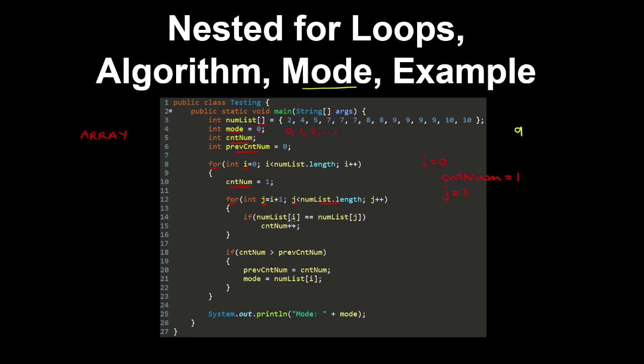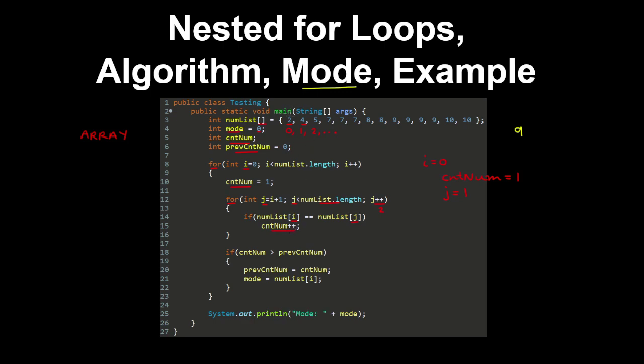So here we're effectively comparing the number at index 0 to the number at index 1. And if these were equal, we'd increment the number of occurrences of the number at index I. But in this case, 2 and 4 are not equal, so therefore countNum does not get incremented. And then j gets incremented to 2, and this process keeps repeating.